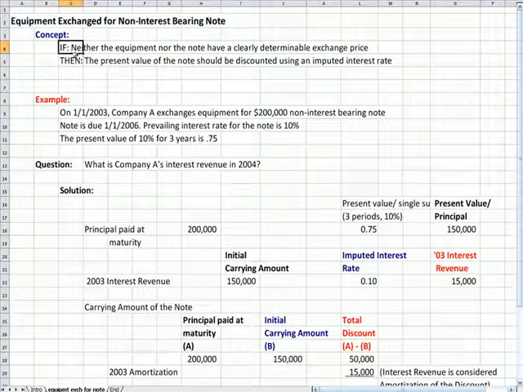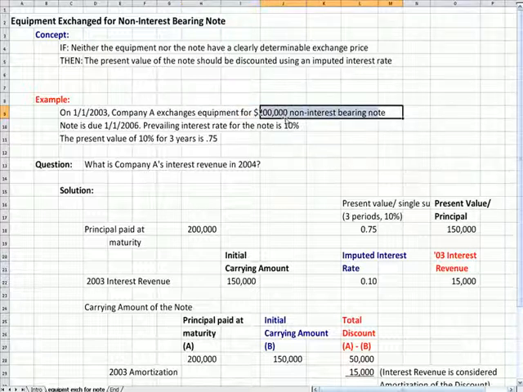If that's the case, the concept says then the present value of the note should be discounted using an imputed interest rate. Now typically, a question will tell you, as this one does, that there is a prevailing interest rate, or the going interest rate for this type of debt, if you will. So here's our question. On January 1st, 2003, Company A exchanges equipment, they hand over equipment, and they get back a $200,000 non-interest-bearing note. Now the difficult thing with a non-interest-bearing note is there is no interest rate stated on the face of the certificate.